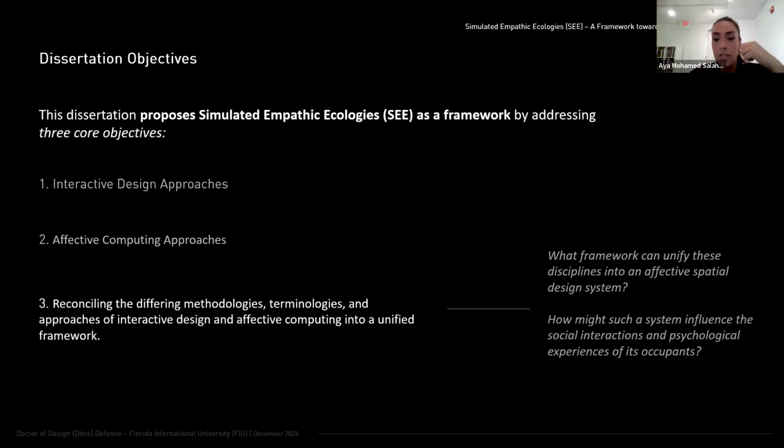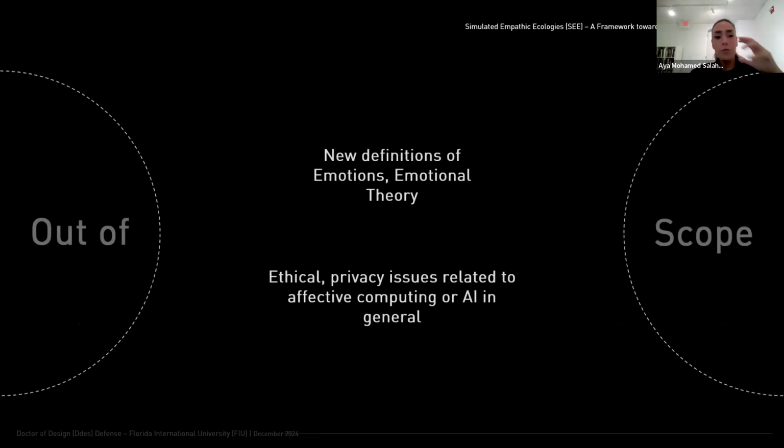with spatial design thinking. It's important for me to clarify, before I go deeper into this, that I do not intend to propose a new definition of emotion or emotional theory, nor to address the ethical and privacy issues related to affective computing or AI in general. Obviously extremely important, would probably need a whole doctorate on its own, but just not the specific scope or focus of this particular dissertation.